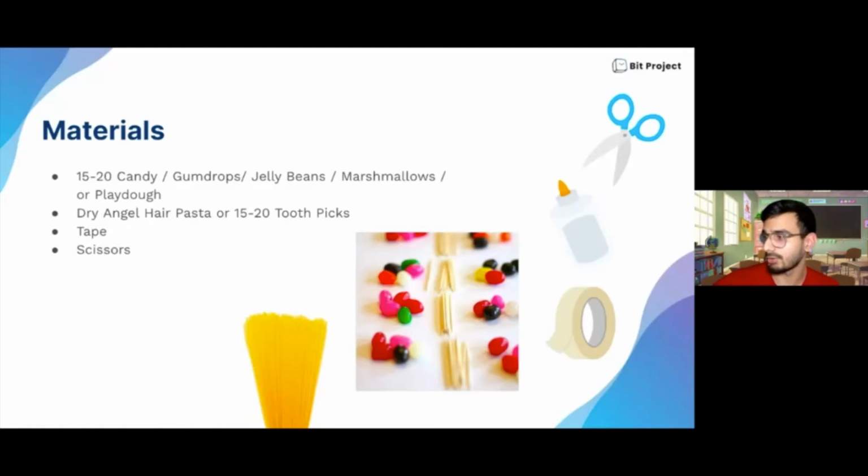And you can use toothpicks, or if you don't have toothpicks, you could also use dry angel hair pasta. That's the straight type of pasta. We can also use tape later on as supports if we need to add them. I'll give you a minute to go collect some of these items if you need.